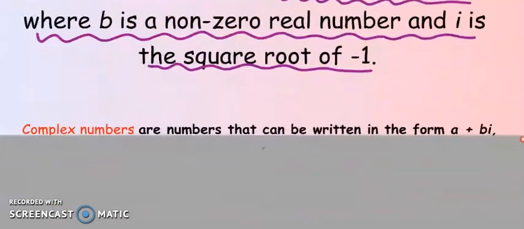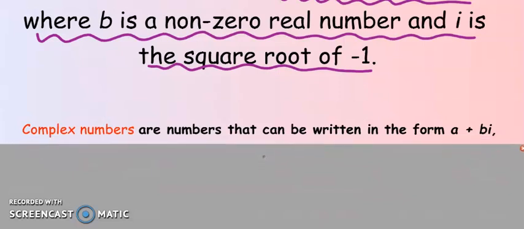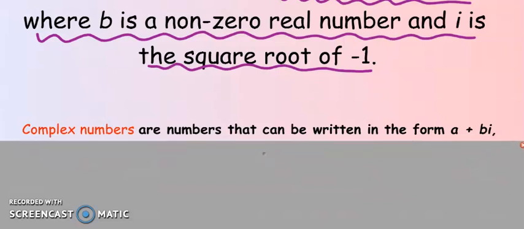Now, with bi, one of the important things is that bi comes in normally with another term, and these are considered complex numbers when put together. So complex numbers are numbers that can be written in the form a plus bi. The rest of this stuff here is just information.